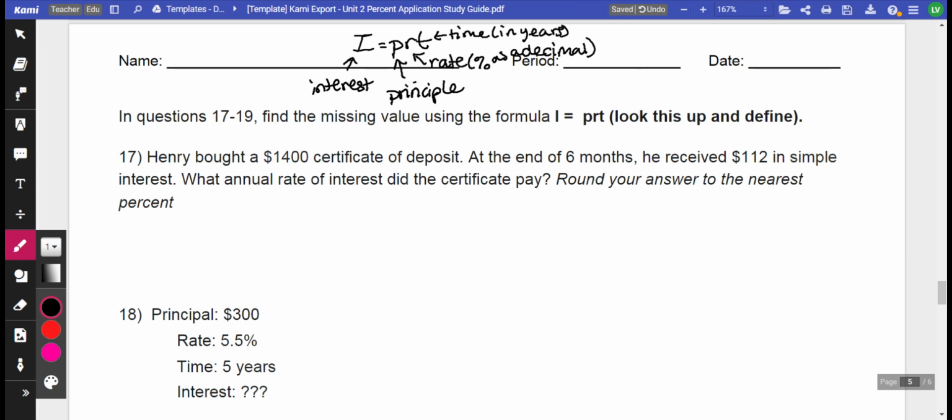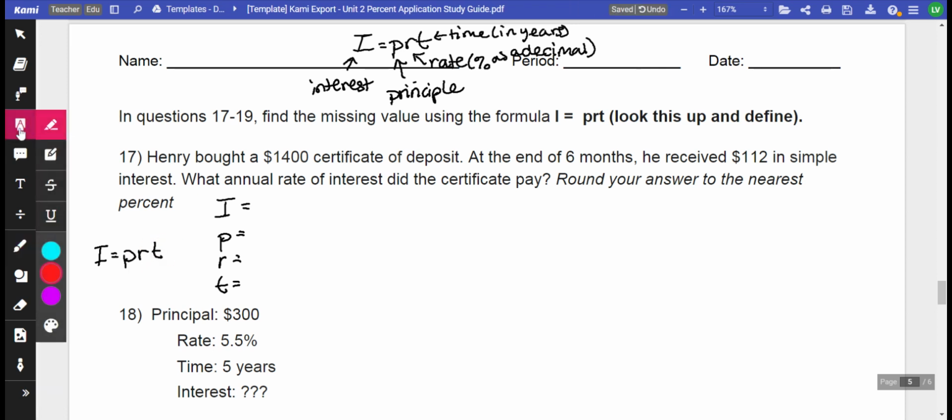All right, so Henry bought a $1,400 certificate of deposit. At the end of 6 months, he received $112 in simple interest. What annual rate of interest did the certificate pay? Round your answer to the nearest percent. So I'm going to write I equals, P equals, R equals, and T equals. I'll write the equation again over here. I equals PRT. And I'm going to define what all of these are.